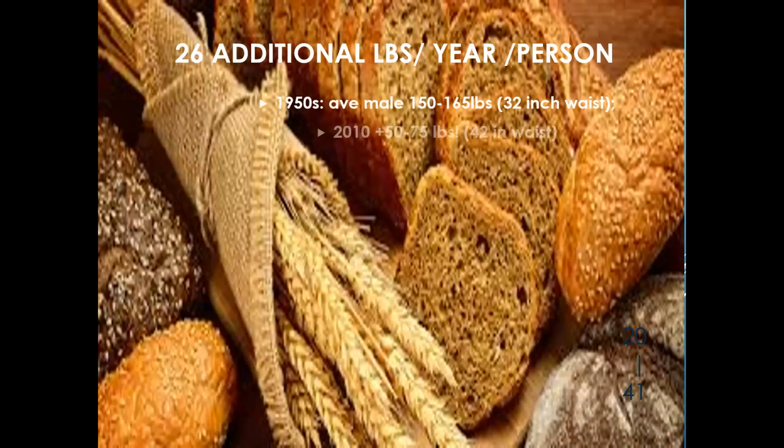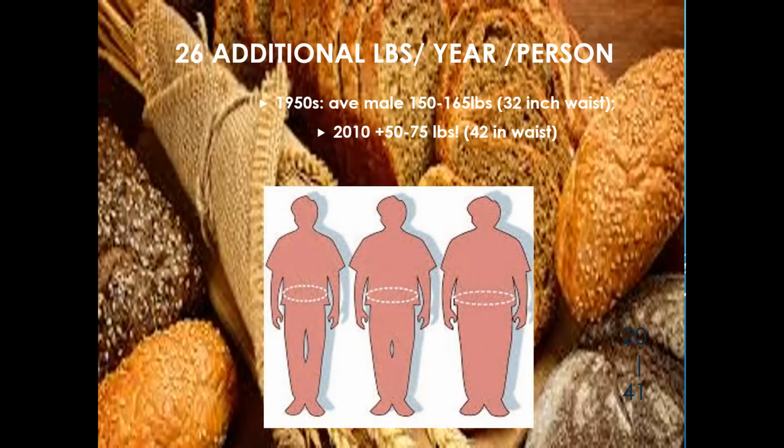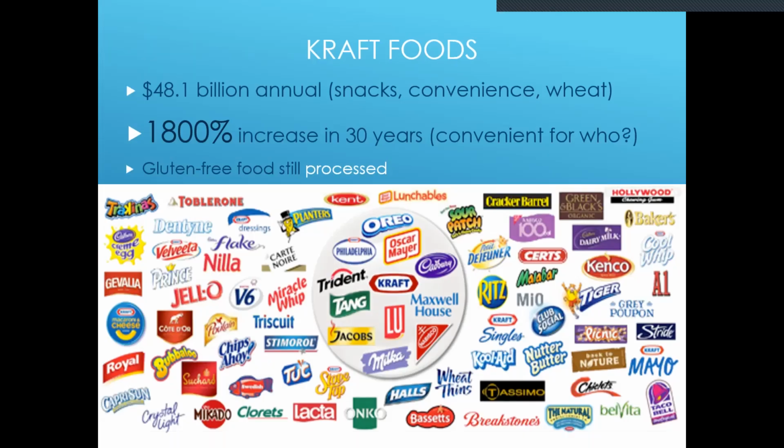In the 1950s, the average male weighed 150 to 165, had a 32-inch waist. And in 2010, it was over 200 pounds. And after COVID, it's probably another 50 pounds and another 10 inches on the waist. I don't even want to think about what it is after COVID. They're not telling us the numbers because it's not pretty. Yes, the amount of people in the US that are overweight and the amount that are obese is the real epidemic.